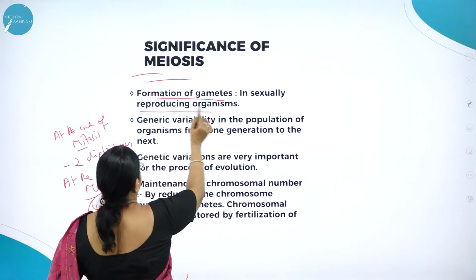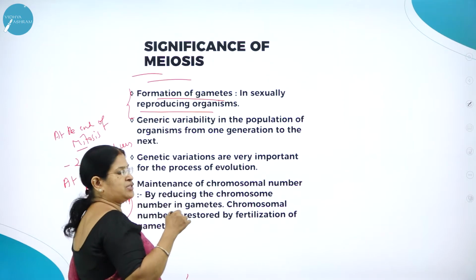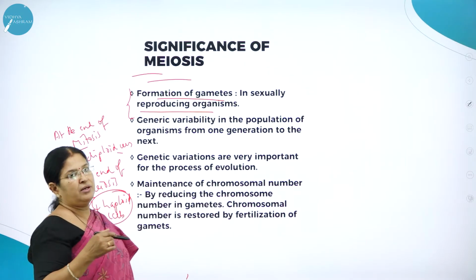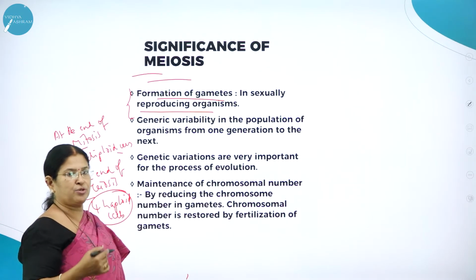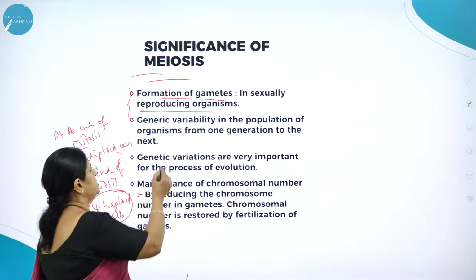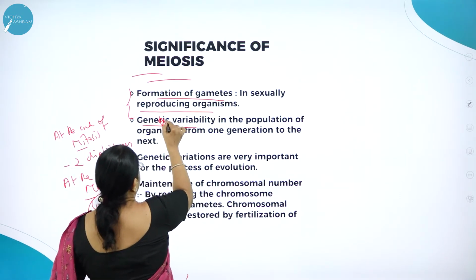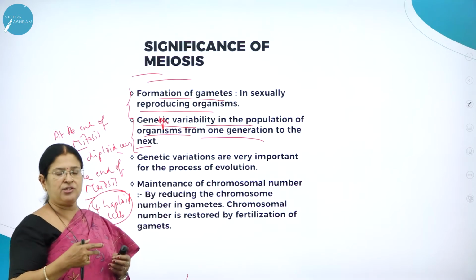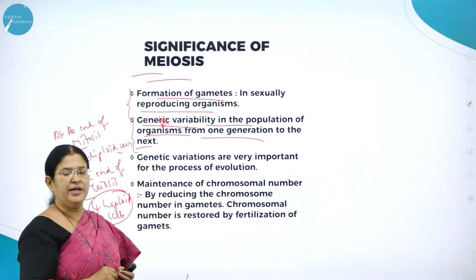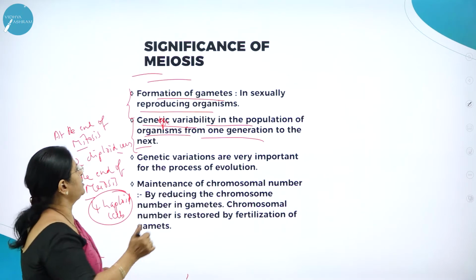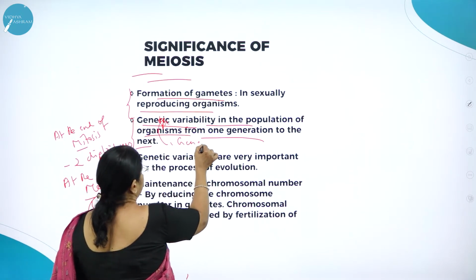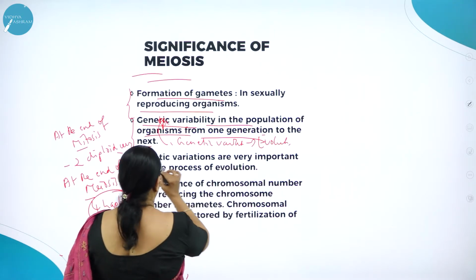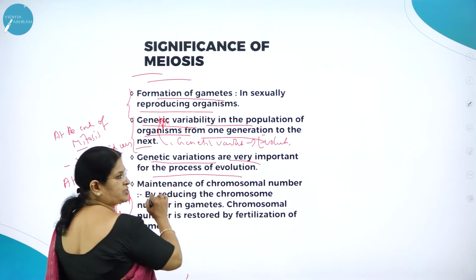Formation of gametes in sexually reproducing organisms is very, very important. As you know, meiosis takes place in the sex cells or reproductive cells, helping in the formation of gametes to maintain the chromosomal number constant for a particular species. Then genetic variability in the population of organisms from one generation to the next. As there is exchange or recombination of chromosomes taking place, it will lead to genetic variability, and we all know genetic variations are very important for the process of evolution.